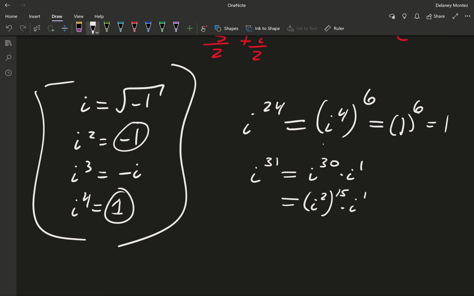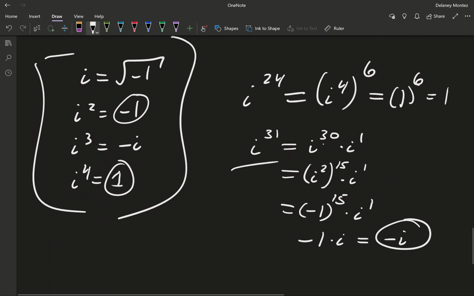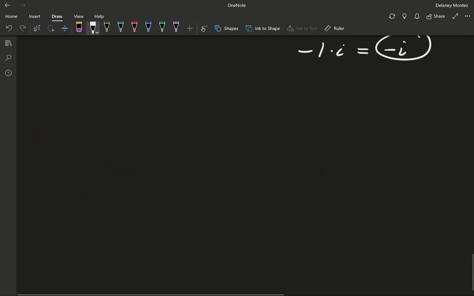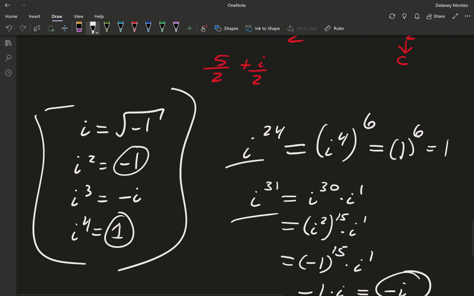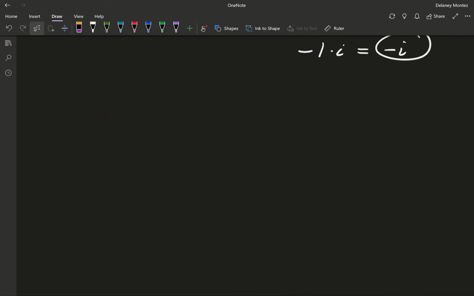Well, what's i to the 2? It's negative 1. So this is the same thing as negative 1 to the 15 times i to the 1, right? And since this is an odd number, and this is a negative number raised to it, it's going to be negative. So you're really going to get negative 1 times i, which is negative i, right? Those are the trickier ones you'll see on the SAT. They're trying to confuse you, but if you have that table and you're comfortable with exponents, these are going to be easy points.